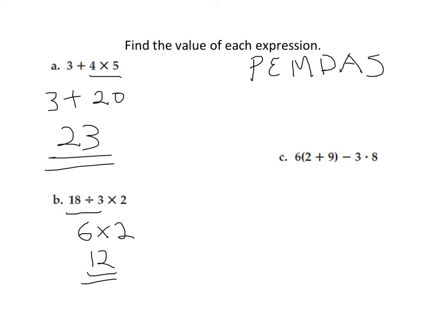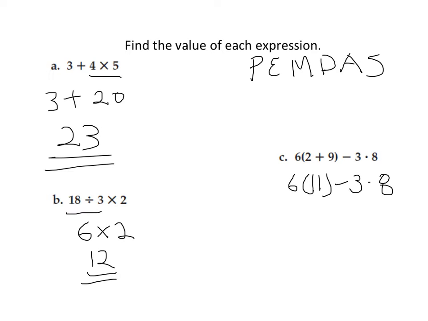Problem C, a little more complicated, but easy to do if you follow PEMDAS, or order of operations. It states the sum of 2 plus 9 multiplied by 6, subtract 3 times 8. Alright, PEMDAS says that we should do everything in the parentheses first. So the first step I'm going to do is find out what 2 plus 9 is, which is 11. Keeping the parentheses, putting 6 in front, and rewriting everything out. Parentheses and a number in front of it means to multiply. Then I have subtract 3 times 8.